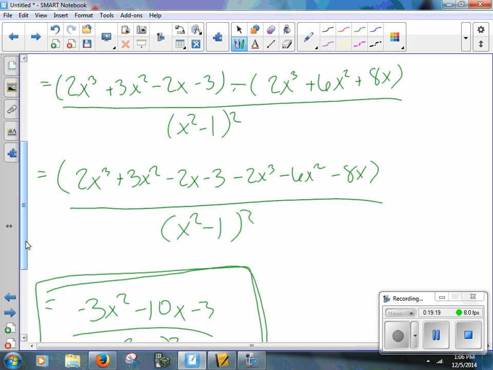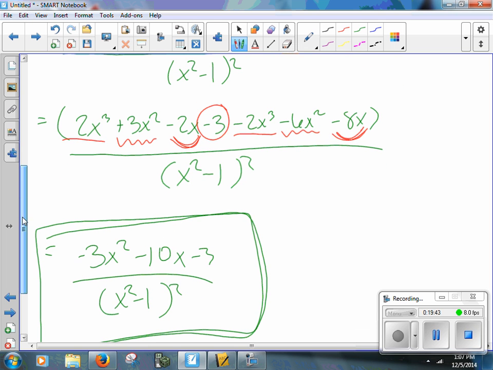And then she distributed the, I'm sorry, I said Nancy. I was going so fast. I got so excited because I was right. Minus, that's correct. And then she put together those like terms: 2x, 8x, and that one's by itself. So the 2x cubed, cancel out. 3x squared minus 6x squared is negative 3x squared. You're combining to negative 10x minus 3 over that quantity squared. Absolutely, that is correct. Very, very good.